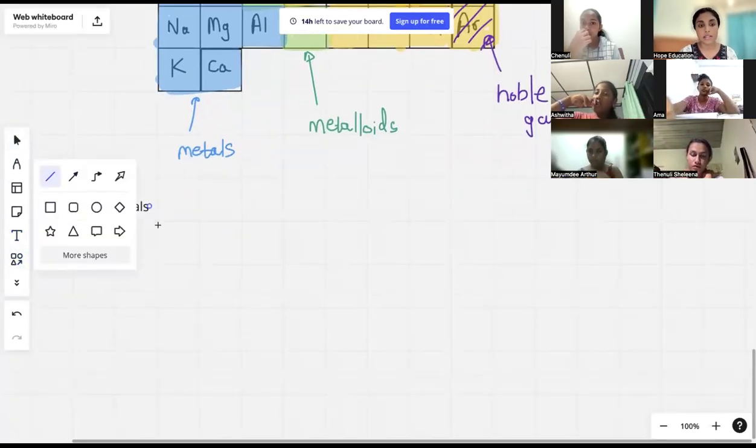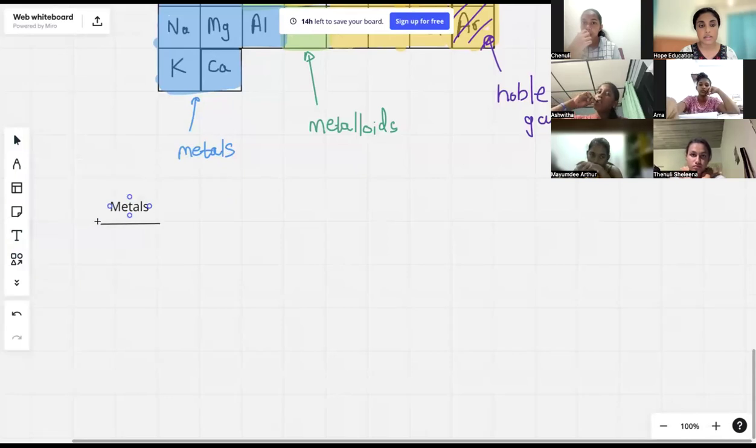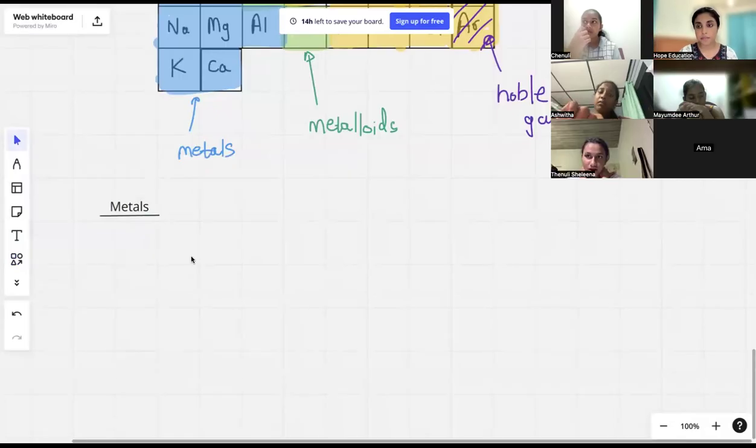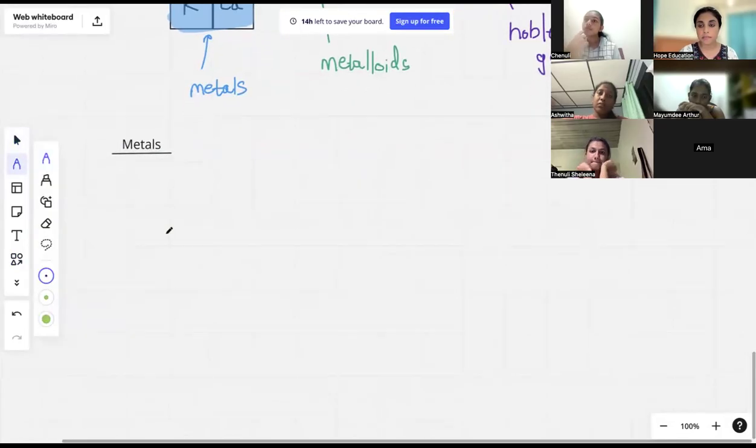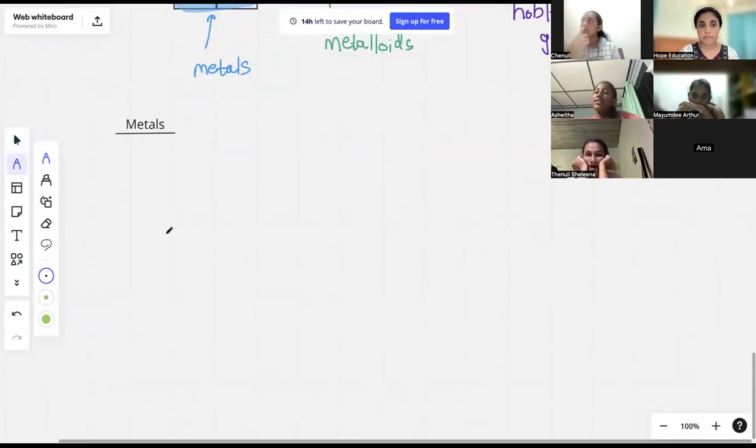What do you know about metals? What are the features of metals? What do you remember about metals? You have learned a bit about metals, no? It has a shiny surface. Yes. So metals have a shine, right? Metals have a shine. So we say they have a luster. Luster means shine.